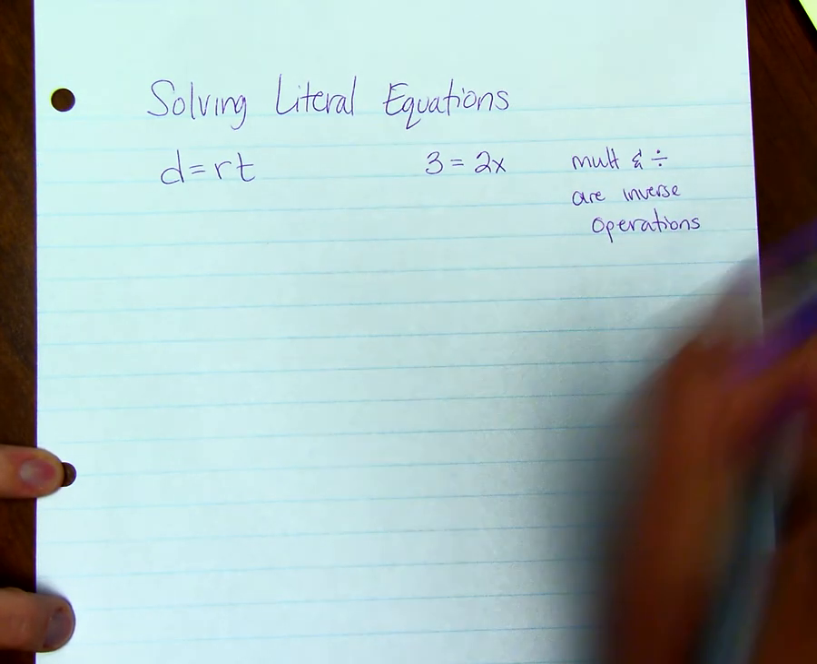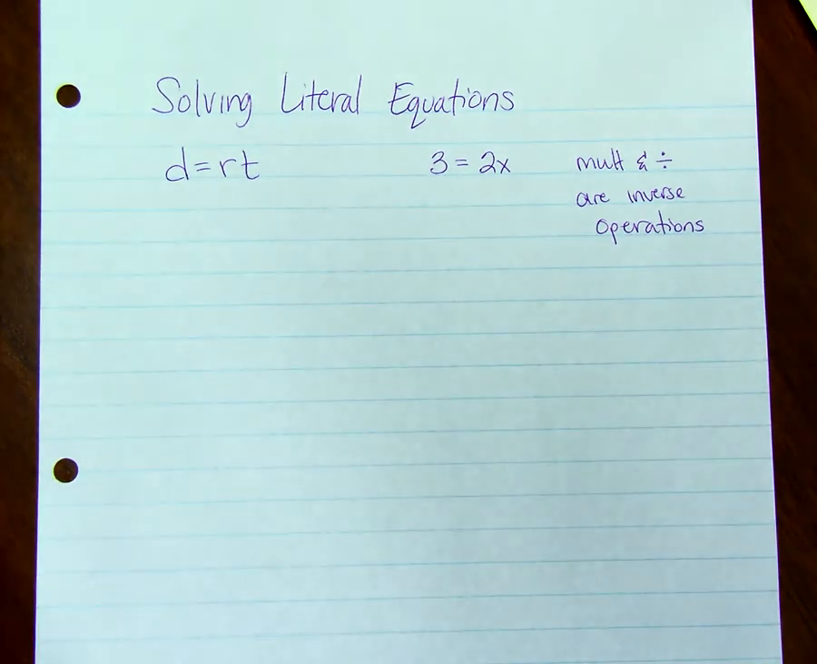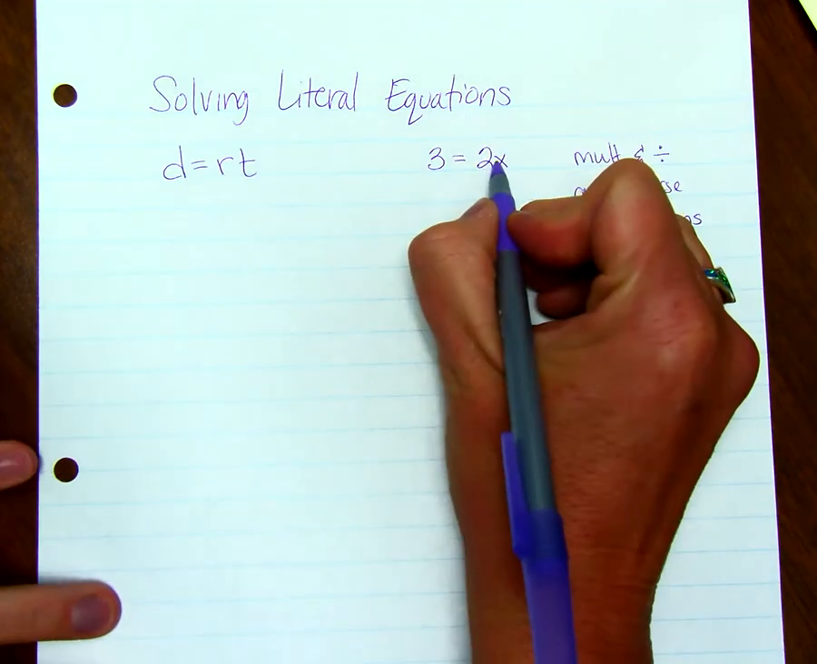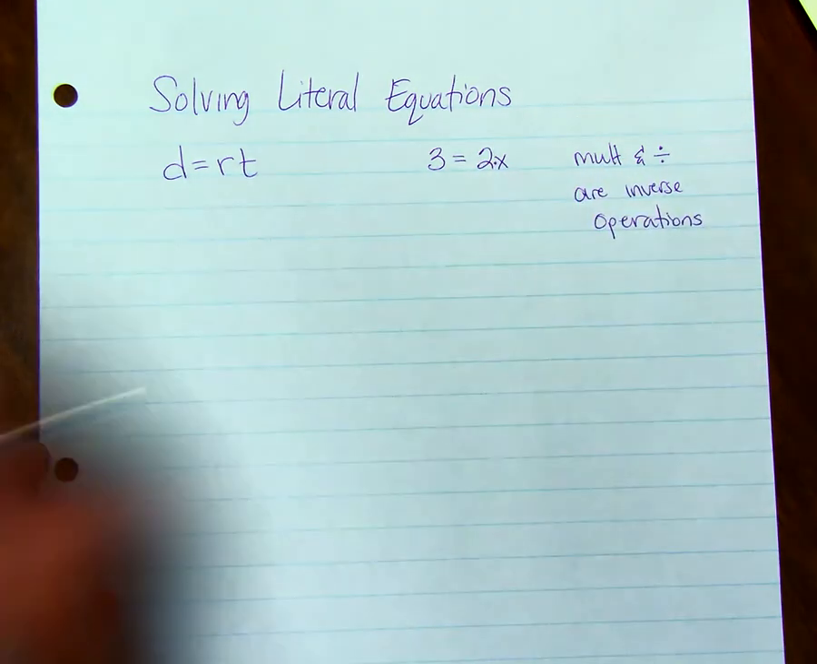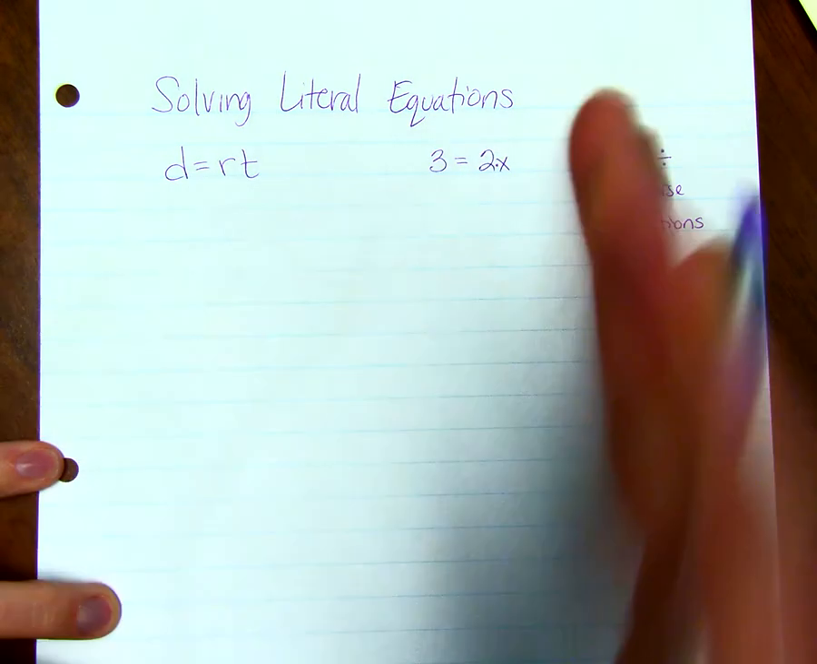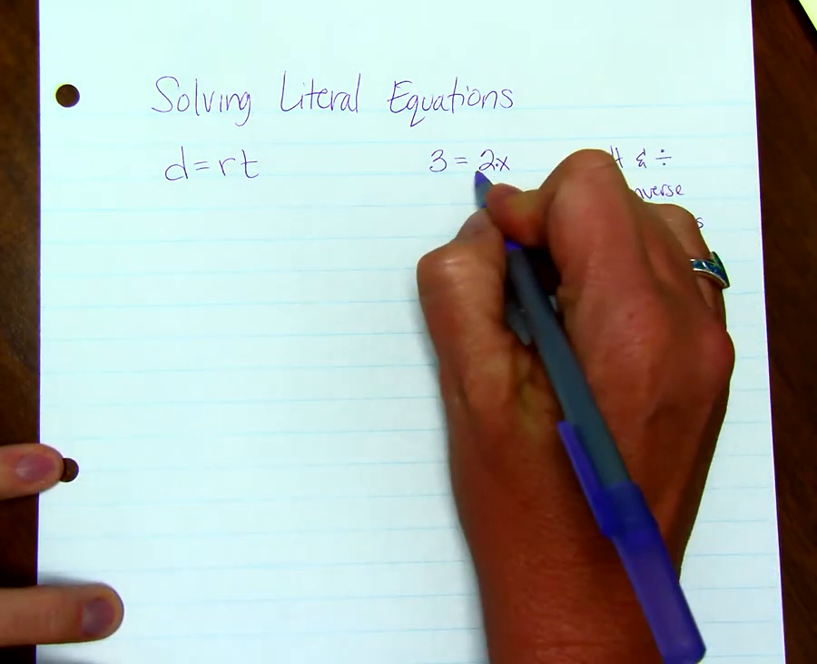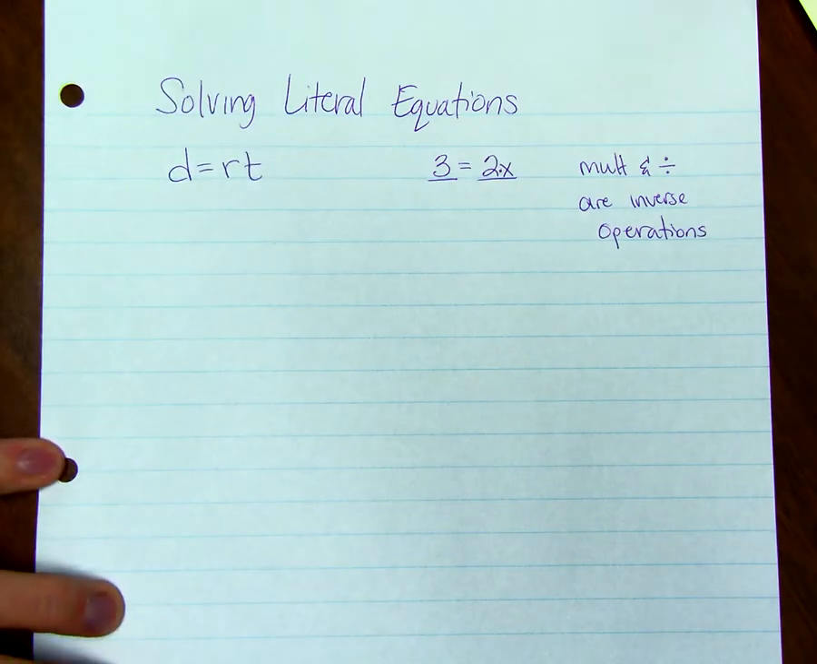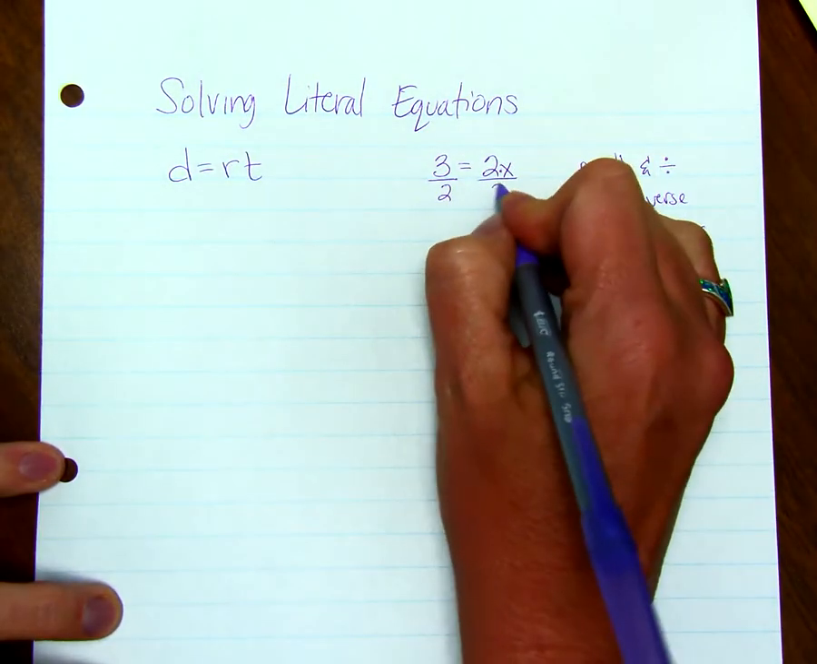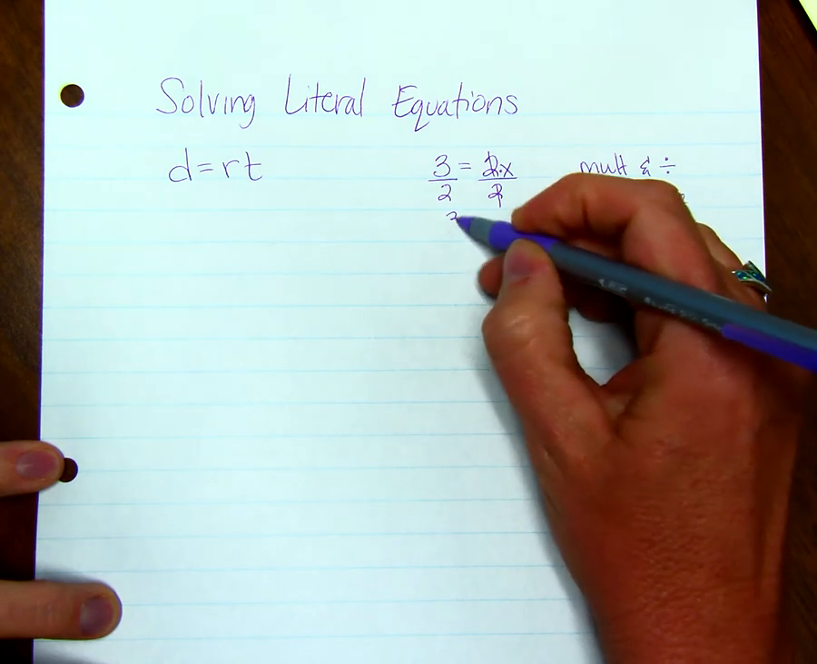Okay. So if you look at the x, you can see what operation is being done to x. Notice that operation is multiply. 2 is multiplied to x. So to undo multiply, we have to divide. So we're going to divide both sides of our equation by 2, and then we get 1x, or just x equals 3/2.